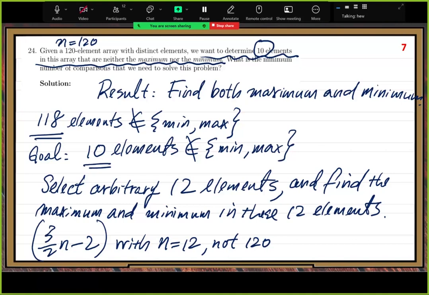So that formula gives you the number of comparisons on the max and min at the same time. But n must be an even number. For an odd number, the formula is slightly different. Here n is even, so you can use this formula. In class, I only talked about the even case. I left the odd case to you.